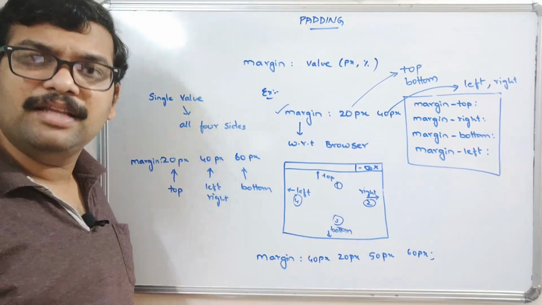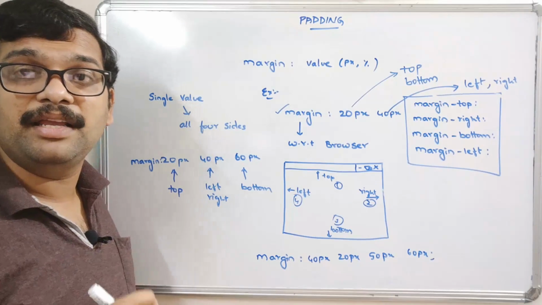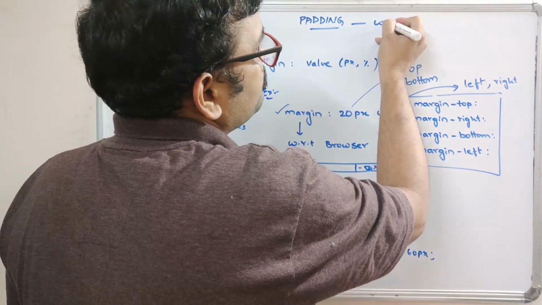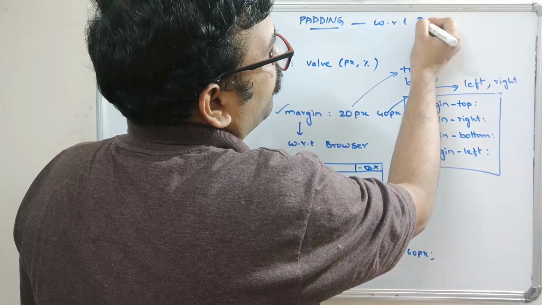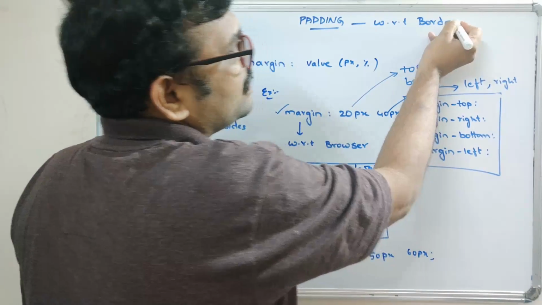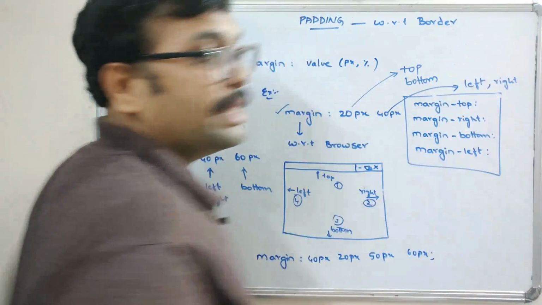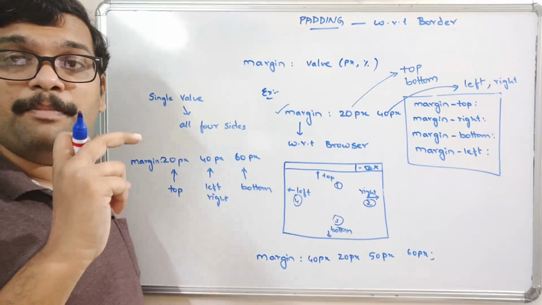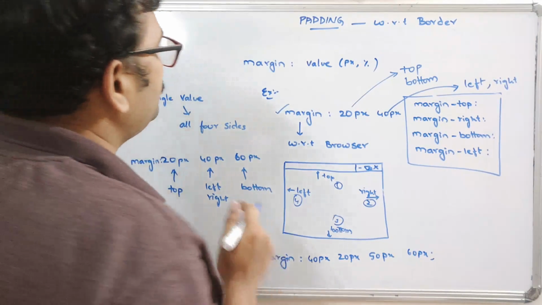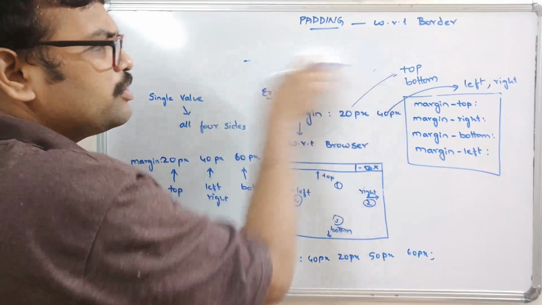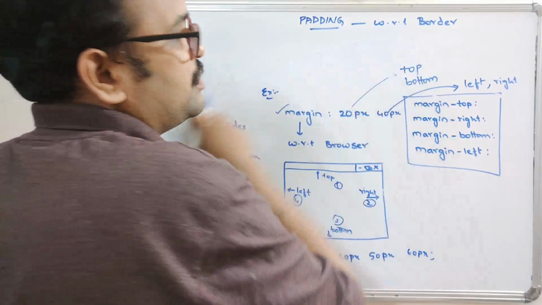Padding. So padding is also similar to the margin, but here the padding is with respect to the border. So if our text has any border, then the margins will be applied for that particular border. For example, here also the value should be given in terms of pixels itself.